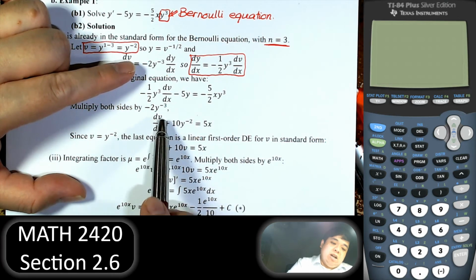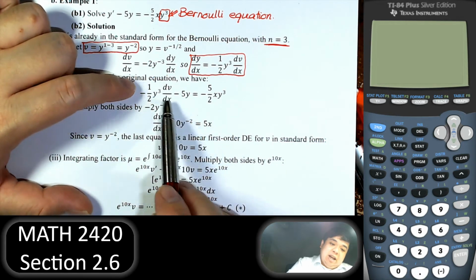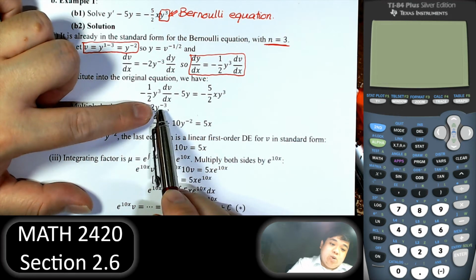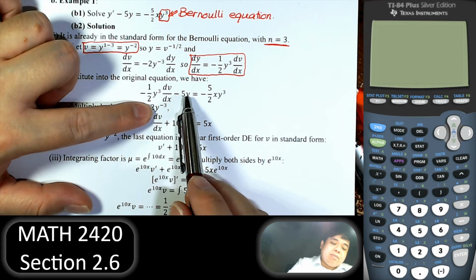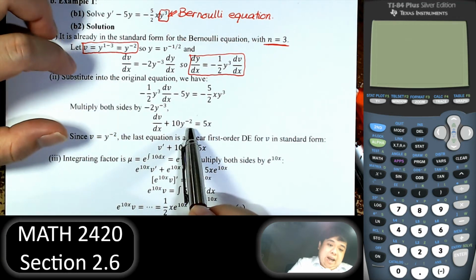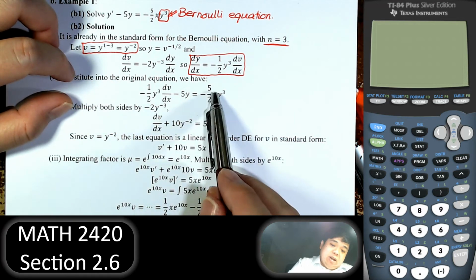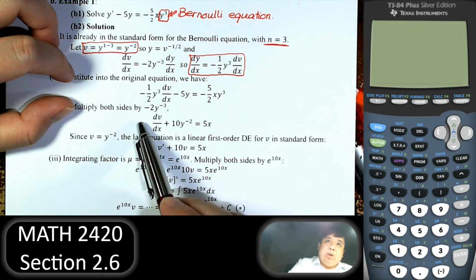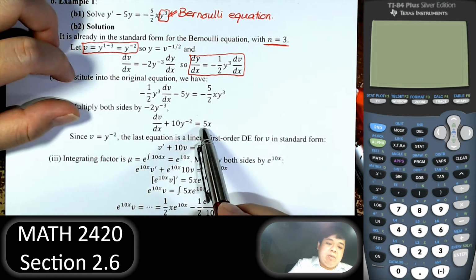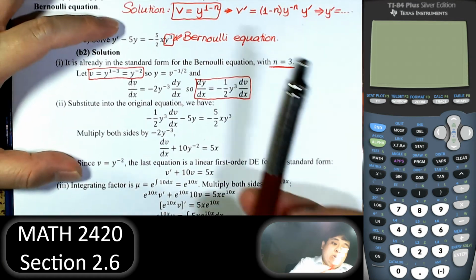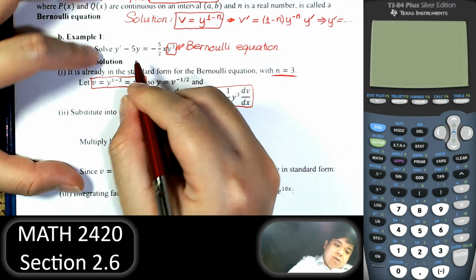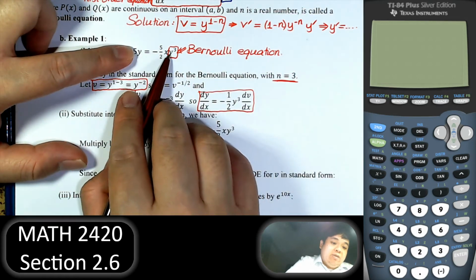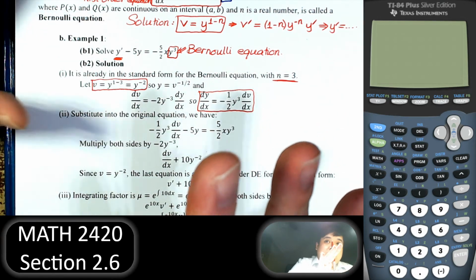We end up with dv over dx, and multiply that into this. Negative 2 times negative 5 is 10. Y to negative 3 times y is y to negative 2. Then the negative 2 and negative 2 cancel out. That gives 5. Y cubed and y to negative 3 cancel out. That's 5x. So again, we only substitute in for y prime. Only substitute into this. Leave that y alone. Don't do anything with that.